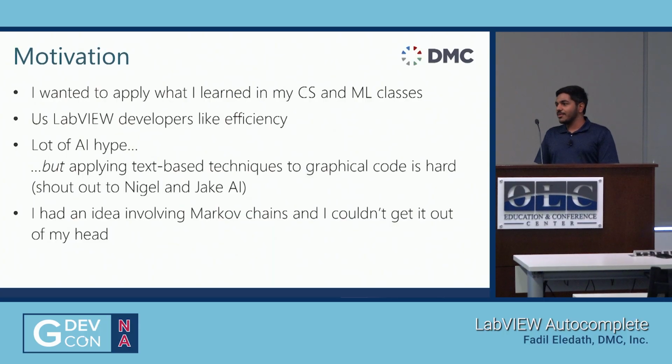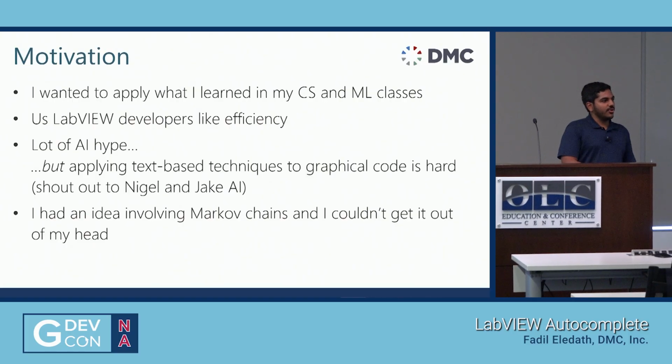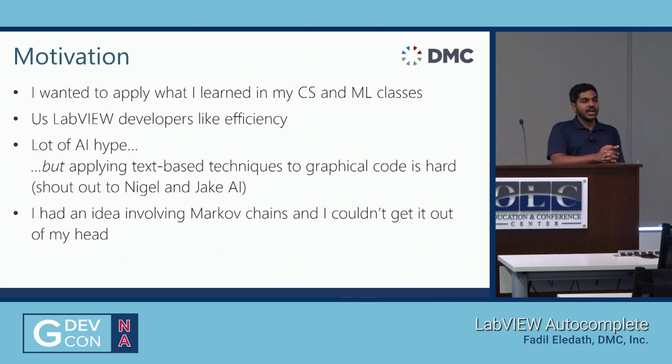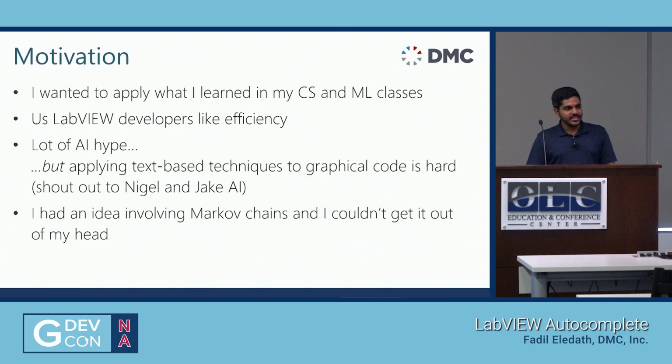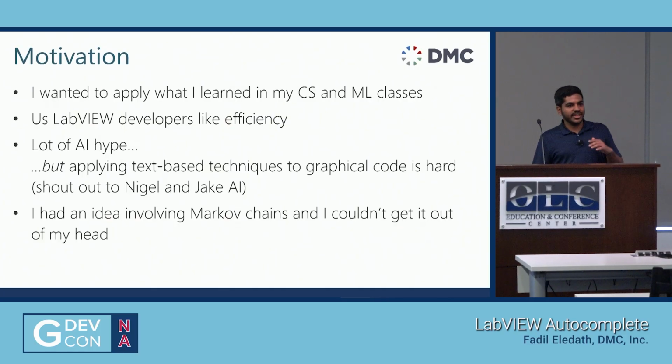I also know that there's a lot of AI hype happening right now. Everywhere you look, people are talking about the next new ChatGPT wrapper. But these kind of tools are difficult to apply to graphical code in a meaningful way. And big shout out to JKI for Jake AI and NI for Nigel. Wonder how they came up with that name. These are really cool applications that use transformer models, ChatGPT, but actually engaging with graphical code in ways that are really interesting. And I'm excited to see what happens with that. Going to download the 2025 Q3 later today.